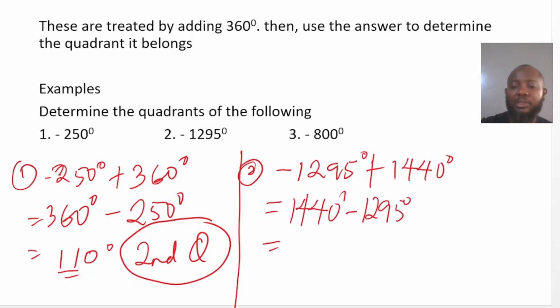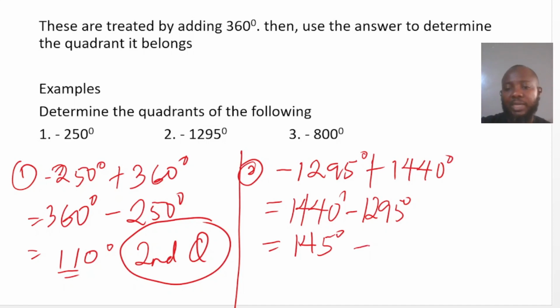So when we subtract this, 1440 minus 1295 degrees, that will give us 145 degrees.